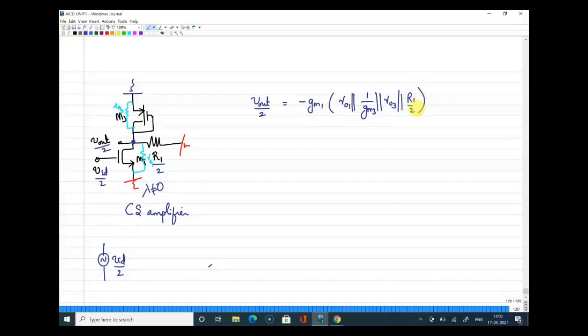This is multiplied by VID by 2, or 2 and 2 get cancelled, so I can directly write AV as minus GM1 into the parallel combination of all these resistances, 1 by GM3 parallel to R0 3 parallel to R1 by 2. Is this clear? Can I get your responses here?